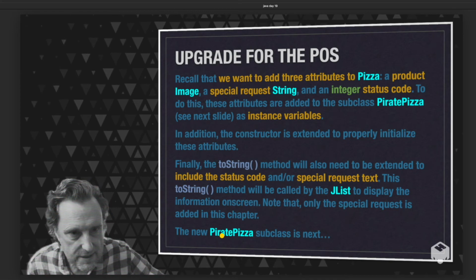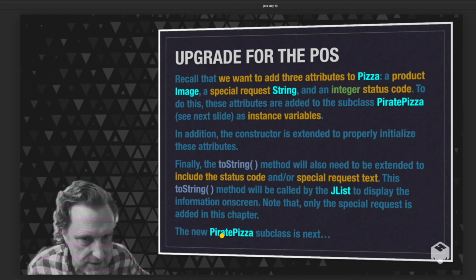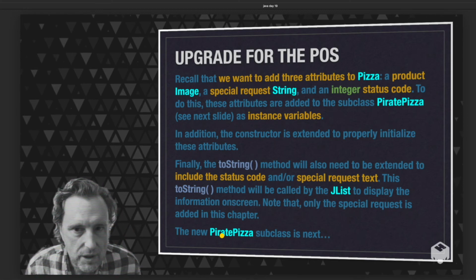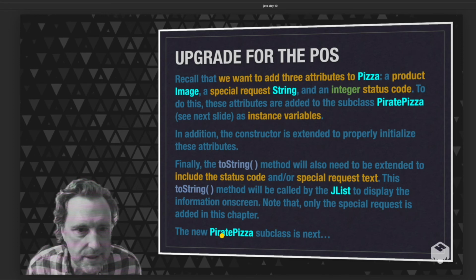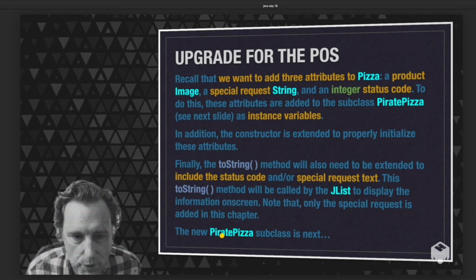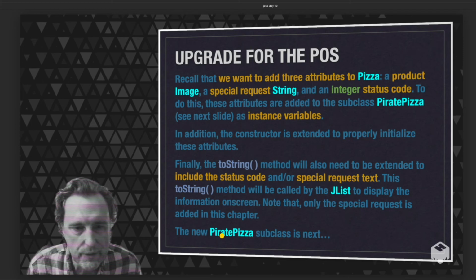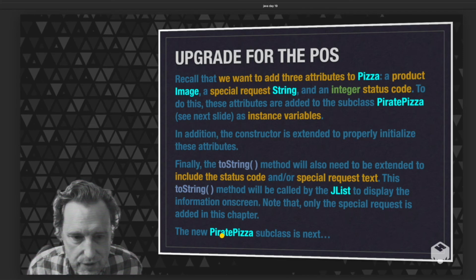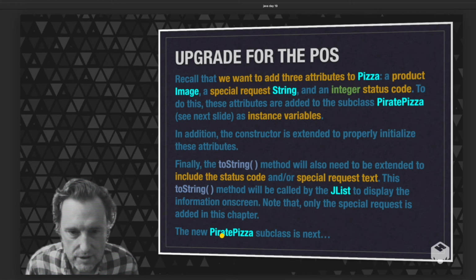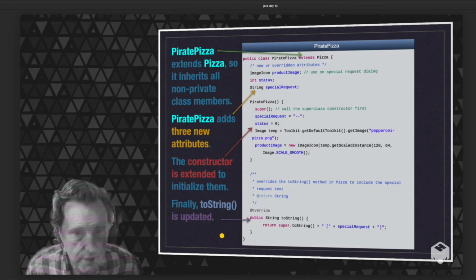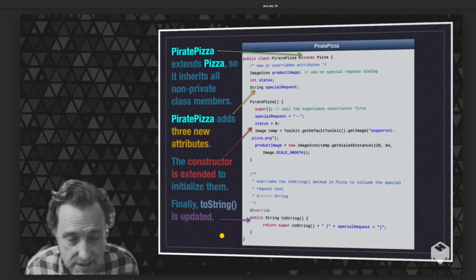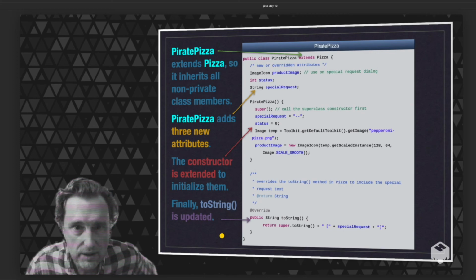next time. So we're going to add the product image, we're going to add the special request, we're going to add the integer status code. These are going to go in this new PiratePizza subclass. We're going to extend the constructor so everything's properly initialized, and we're going to override the toString to give us the extra information that goes along with PiratePizza pizzas.